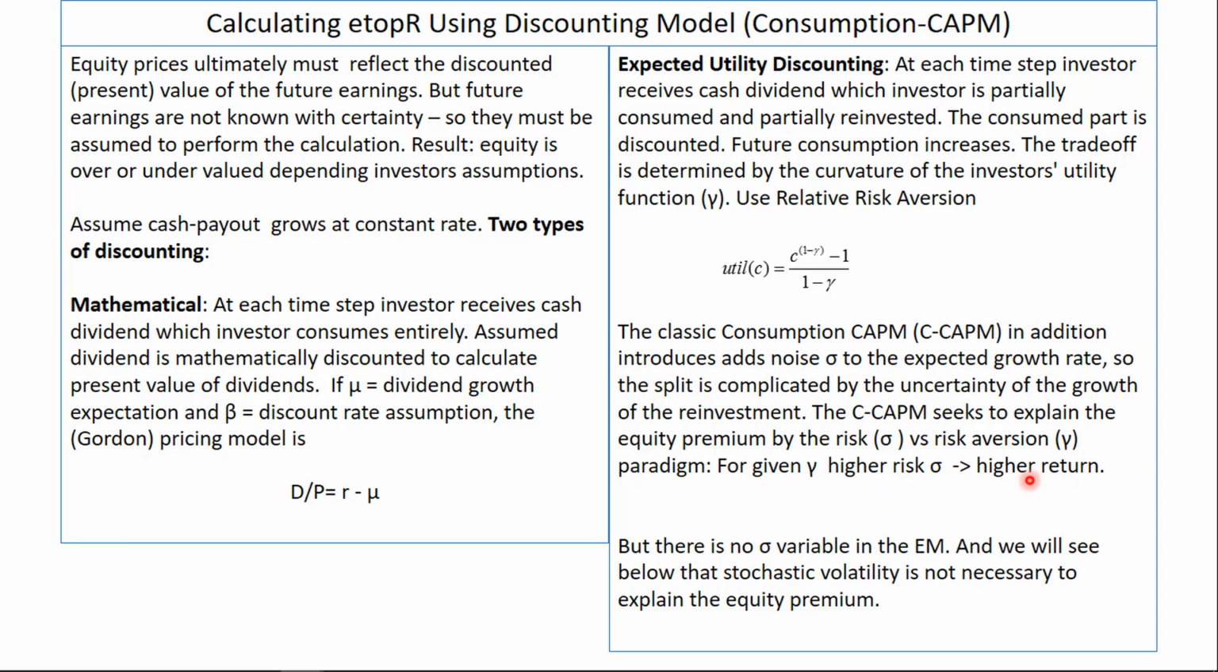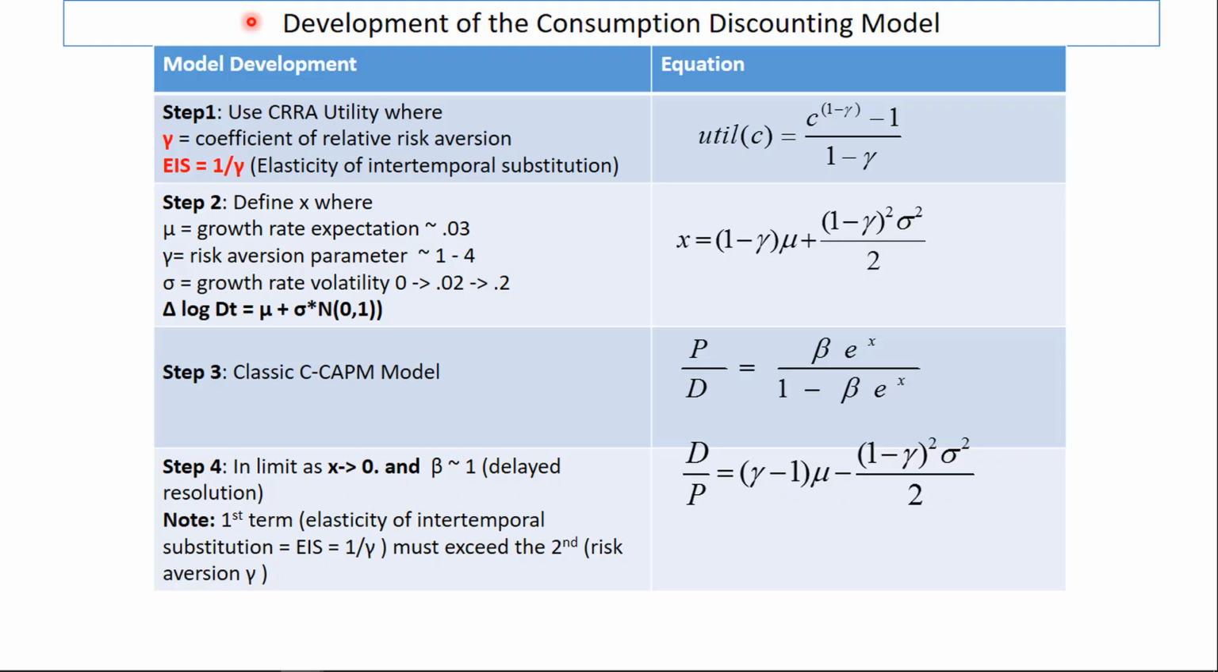The model that I developed questions this paradigm. And in fact, it doesn't use this paradigm. I think that there's a different modality that investors use to price the equities. This last paragraph just points out that there is no such variable in the empirical model. And we'll see below that the stochastic volatility isn't necessary at all to explain the equity premium.